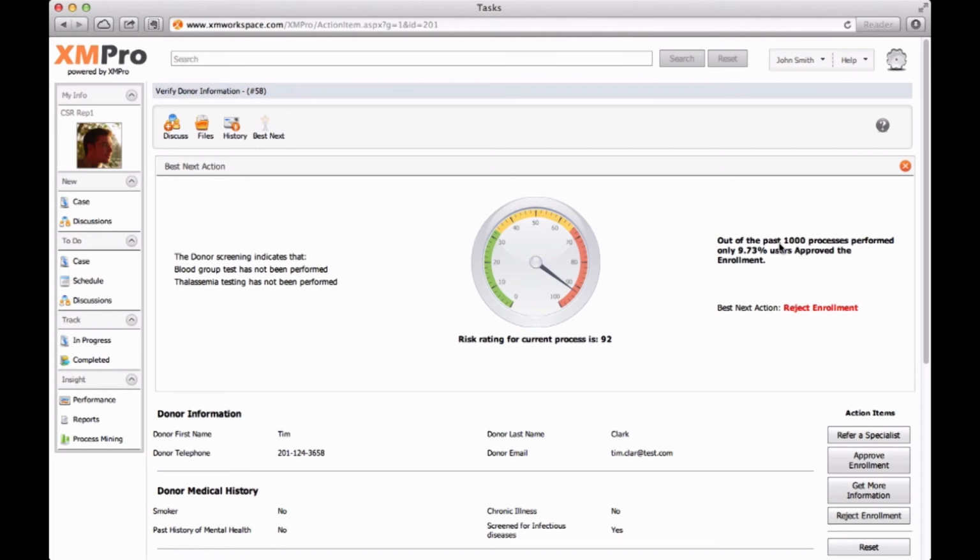Over the last 1,000 transactions, only 9.73% of these were approved, and based on this information as we have it here, the best next action is actually to reject the enrollment, but it is still up to the individual to actually decide which of these ones to choose. So there might be contextual information that will lead them to actually refer this to a specialist, but under normal circumstances, if there is no additional information, you would most likely reject it.